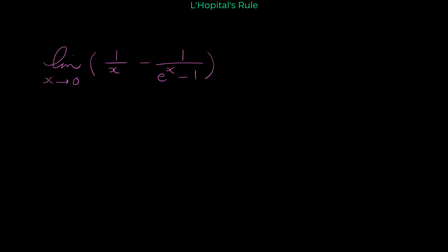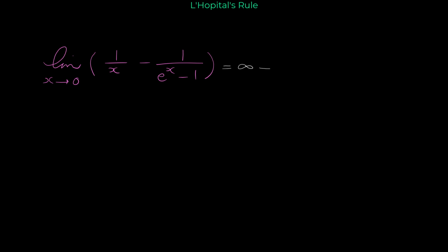First, note that when x approaches 0, 1 over x goes to infinity. Why? Because the numerator is a number, a 1, and the denominator approaches 0. We know that when the denominator approaches 0, but the numerator is non-zero, that fraction approaches infinity. In general, any number over something that approaches 0 goes to infinity. So 1 over x when x approaches 0 goes to infinity.